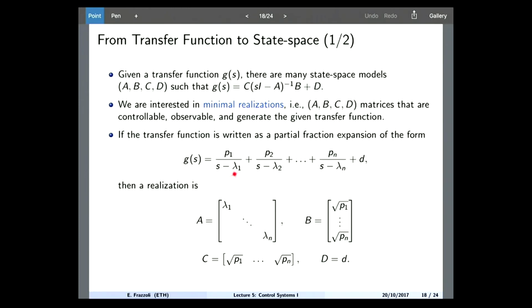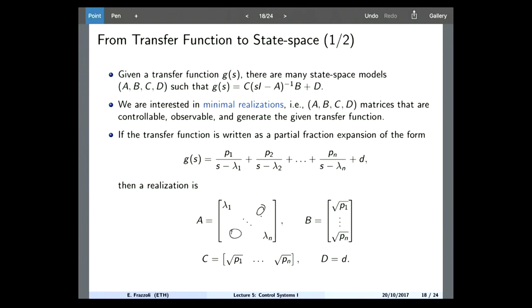I know that this was the result of having a diagonal A, right? I can construct a system with a diagonal A by choosing all these things. These are the eigenvalues, so I put them on the diagonal. These are all zeros. Okay? How do I choose B and C? Well, what I know is that the terms at the numerator of all these fractions are actually the products, right? So P1 will actually be the product of C1 times B1.